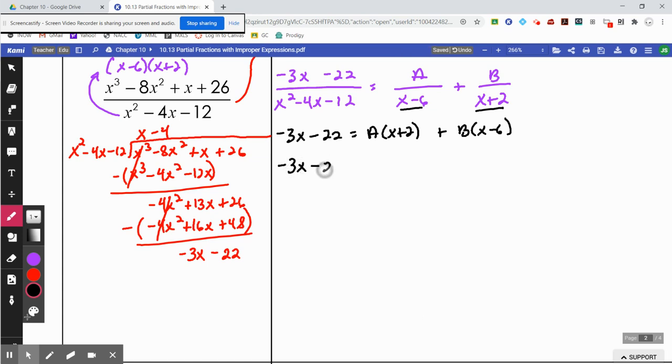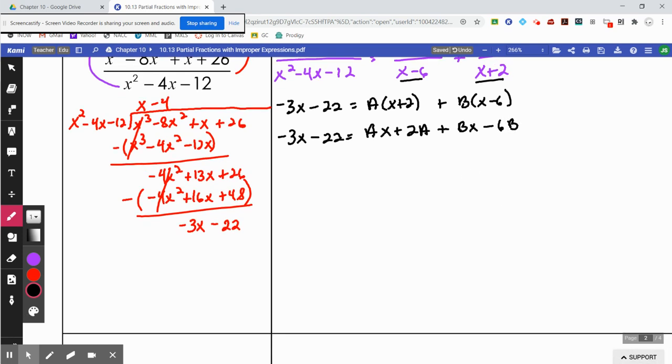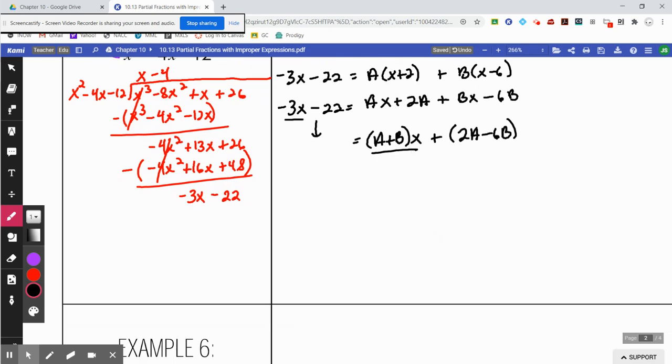Distributive property gives you ax plus 2a plus bx minus 6b. Group your x's, group your constants. That gives you a plus b times your x, and then plus your constant, which is 2a minus 6b. And again, we're just bringing that down each time. Your x terms line up and tell me that a plus b has to be negative 3. And this, 2a minus 6b, has to equal negative 22.